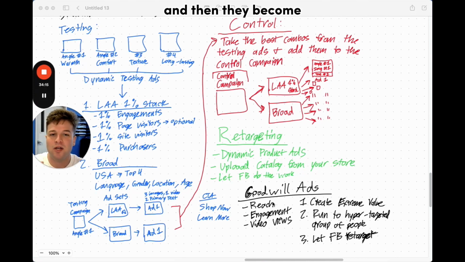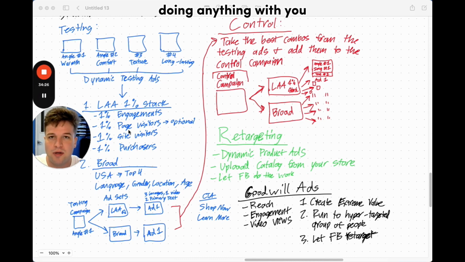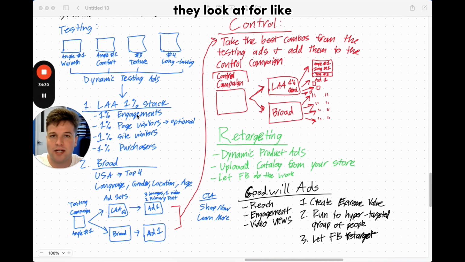And then they become some of your best customers, because then immediately, if they're engaging with you at all, if they're visiting your page, looking up your website, typing it in because they see it on the ad, doing anything with you, if they even stop on the ad, that's going to be counted as an engagement. If they look at it for like 2 or 3 seconds, that's an engagement. And they're going to be retargeted with all of these ads right here. And it makes everything work better.